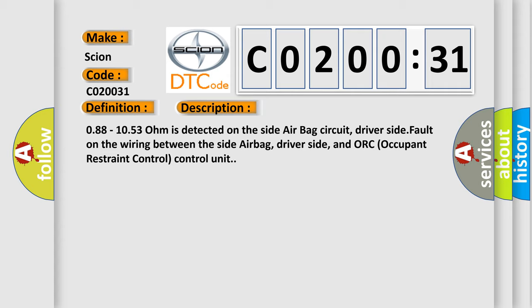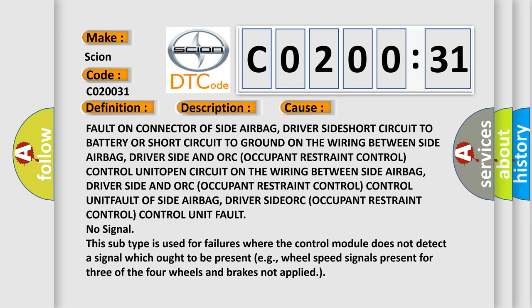A resistance is detected on the side airbag circuit, driver side: fault on the wiring between the side airbag, driver side, and the ORC occupant restraint control unit. This diagnostic error occurs most often in these cases: fault on connector of side airbag, driver side; short circuit to battery or short circuit to ground on the wiring between side airbag, driver side and ORC occupant restraint control unit; open circuit on the wiring between side airbag, driver side and ORC occupant restraint control unit; fault of side airbag, driver side; ORC occupant restraint control unit fault.